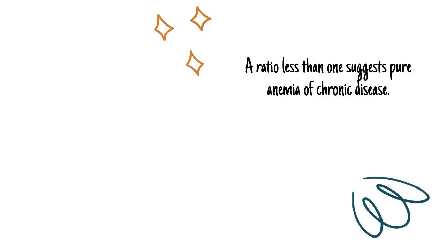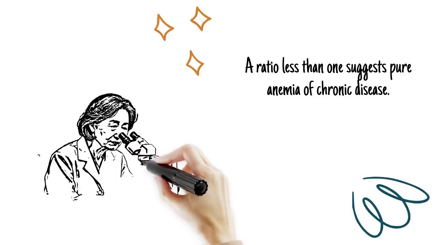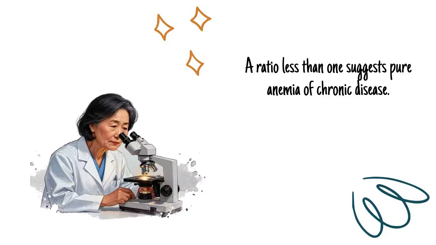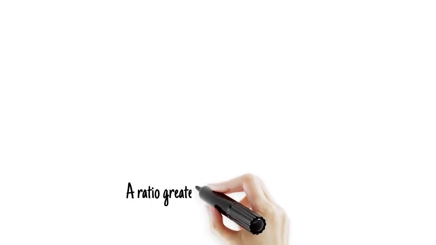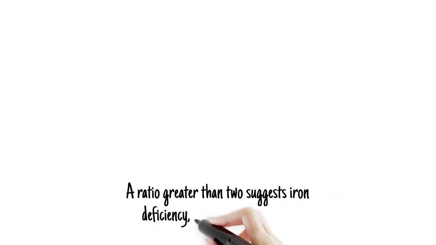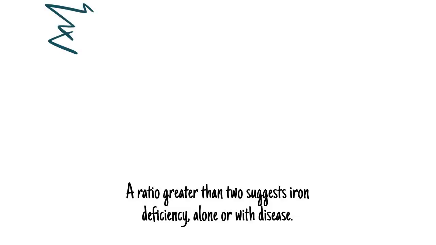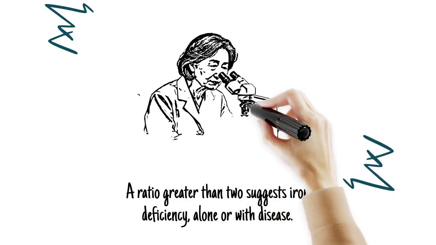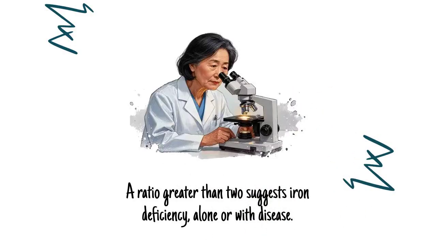A ratio less than 1 suggests pure anemia of chronic disease, meaning STFR is not elevated and ferritin is preserved or high. A ratio greater than 2 suggests iron deficiency, either alone or coexisting with anemia of chronic disease, meaning STFR is up because erythroid cells are starving and ferritin is being pulled down despite the inflammatory boost, or simply cannot rise enough to mask the deficiency.